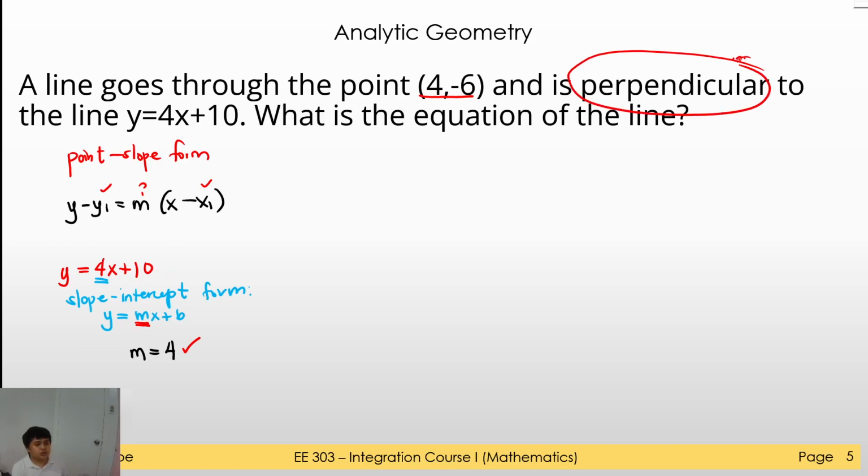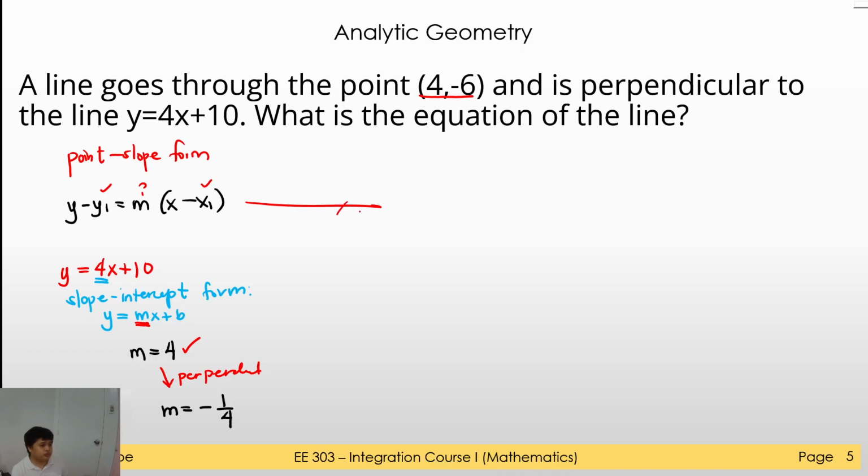Although it is said that this will be perpendicular. So to find the slope that is perpendicular to this, we should find the negative of its reciprocal. So the m here should be the negative of its reciprocal, negative 1 over 4. Therefore, your new slope will be negative 1/4. Substituting the values into the point-slope form, we have y minus y1, so not minus 4, but plus 6, since this will be minus negative 6, equals m, which is negative 1/4, times x minus 4.